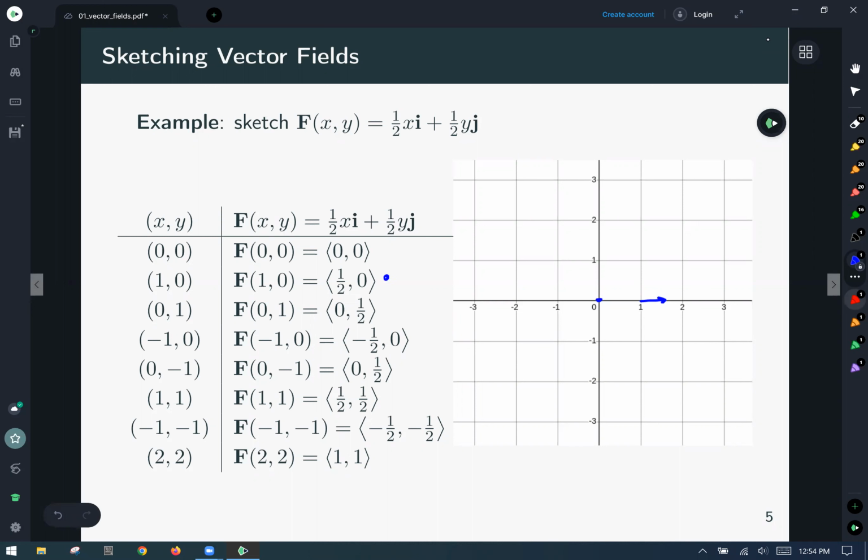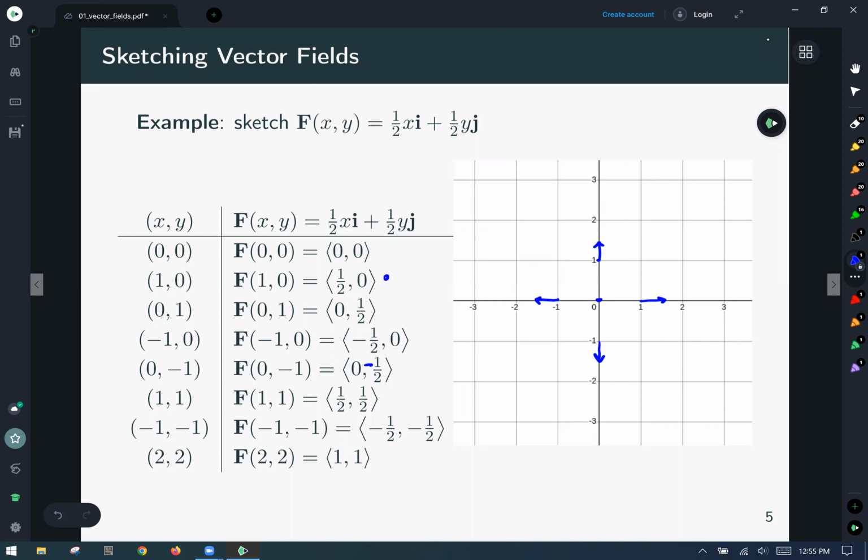I'll just use colors. Why not? Oh no, I know what I'll do. I took that back. Not going to use colors yet. So 0, 1 has 0 in the x direction and 1/2 in the y direction. Negative 1, 0 has negative 1/2 in the x direction and 0 in the y direction. Input point 0, negative 1, on the negative y-axis, if you will, has negative 1/2 in the y direction, 0 in the x direction.